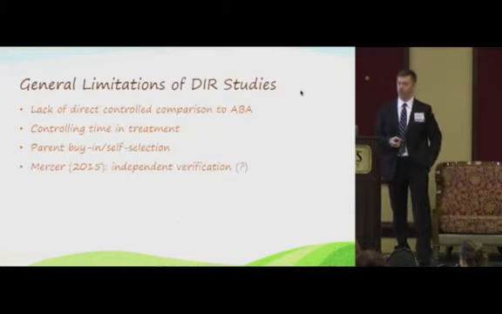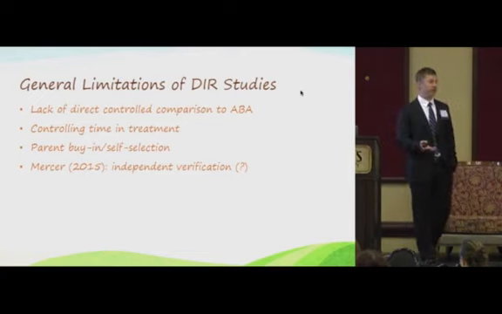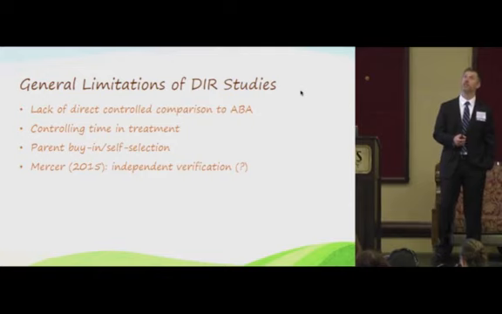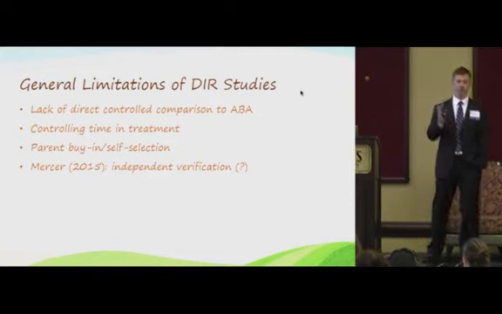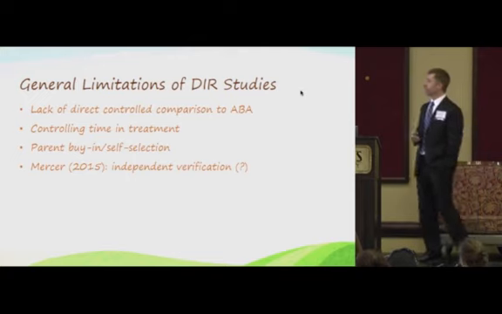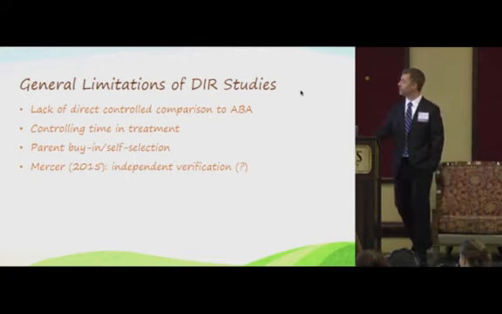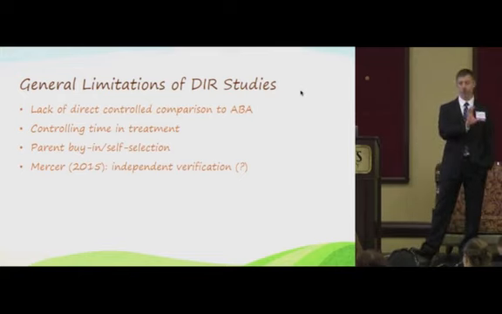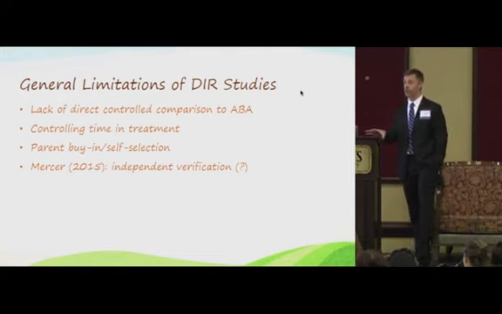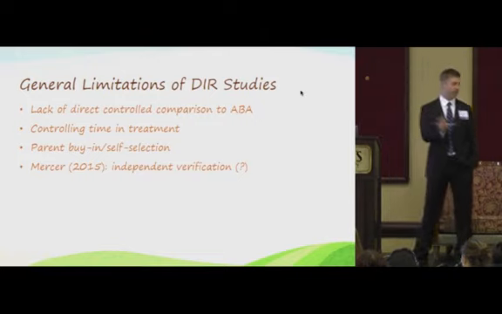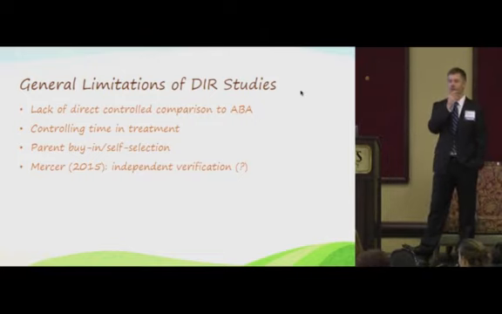There are limitations to the studies, and this has been pointed out. There's a recent review by Mercer in 2015 in, like, the Journal of Social Work. Something about social work was in the title of the journal. So one of the things that we don't have is a direct controlled comparison to ABA, where we actually control the ABA treatment as well as a DIR treatment. And this is pointed out by every ABA person.